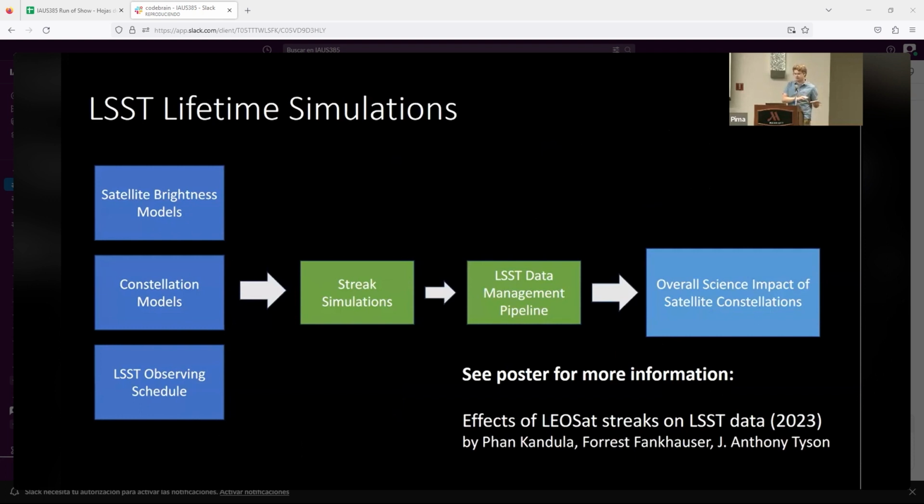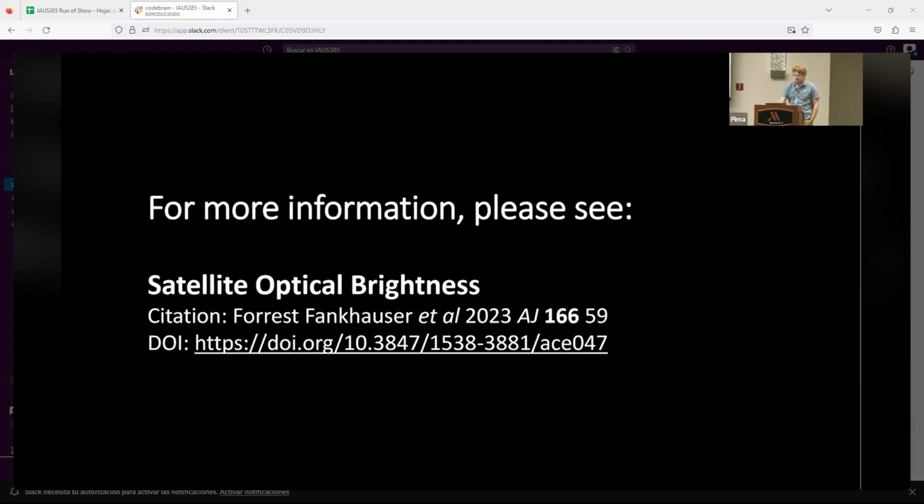We can then pass both data sets through the data management pipeline and come up with overall scientific impacts of satellite constellations. So this is kind of what we're looking for in regulation, where you can say, if you have these 50,000 sats with this brightness distribution, here's the science we would actually lose. So for our starting effort, take a look at Fan's poster. It's really interesting. That's all I have for today, but if you're interested in this, please check out our paper.